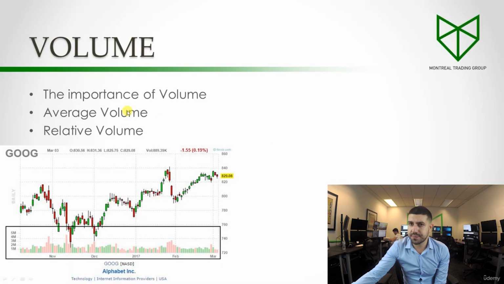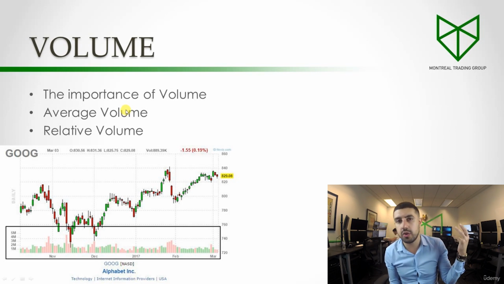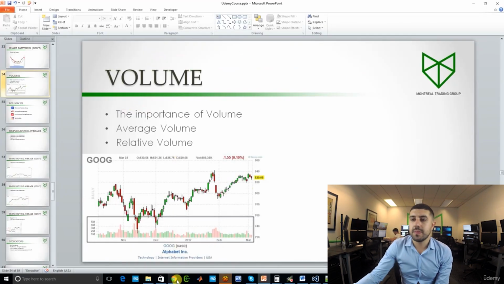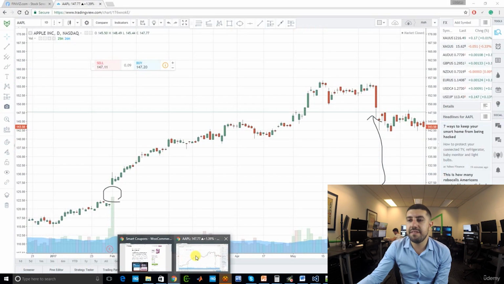supports your direction. Now, when we're looking at volume, how do you know if it's a lot of volume, or not a lot of volume? Like, how would you know? Is a million shares a lot of volume? Is it not a lot of volume? Right? So stocks have different volume.